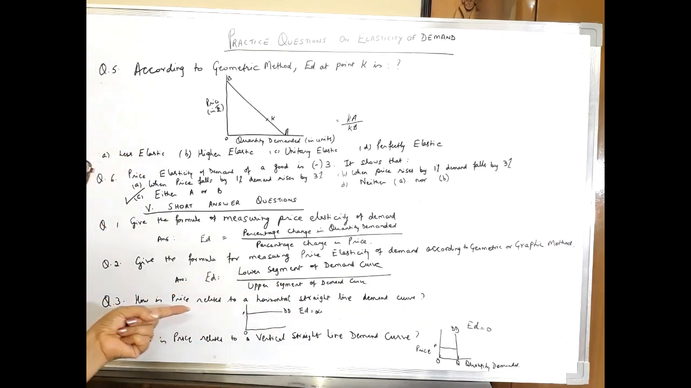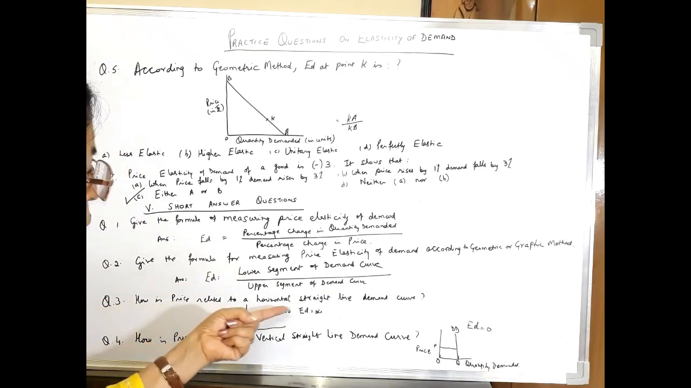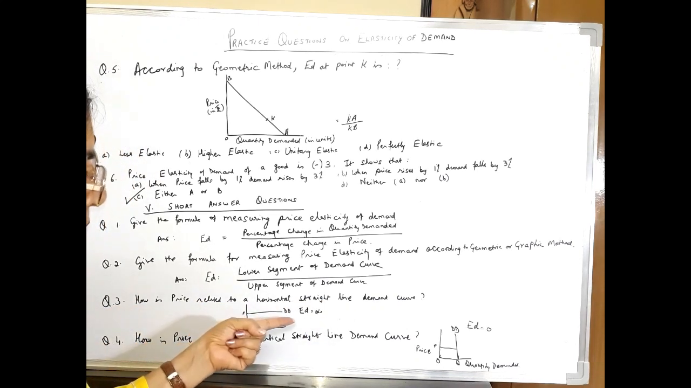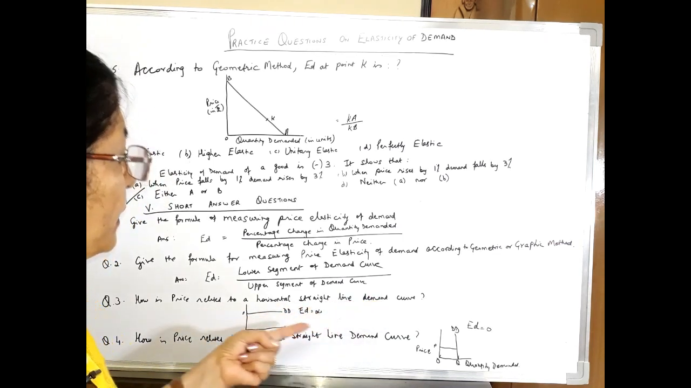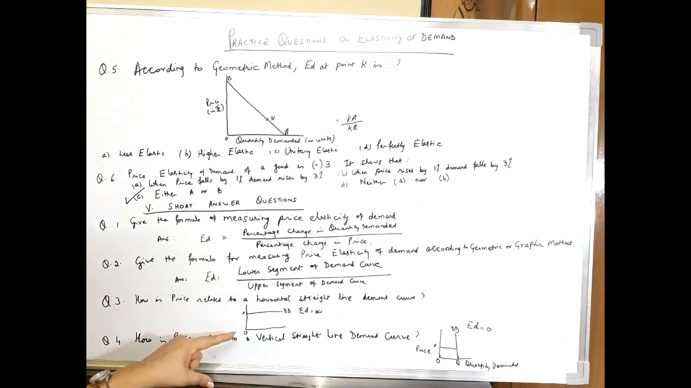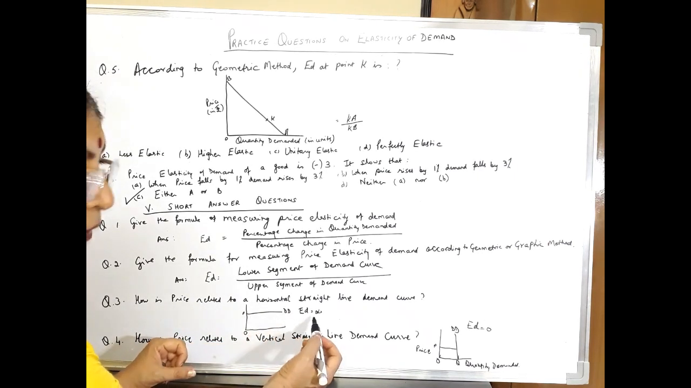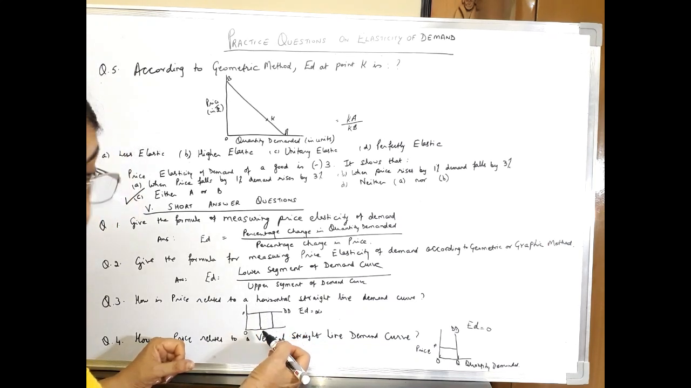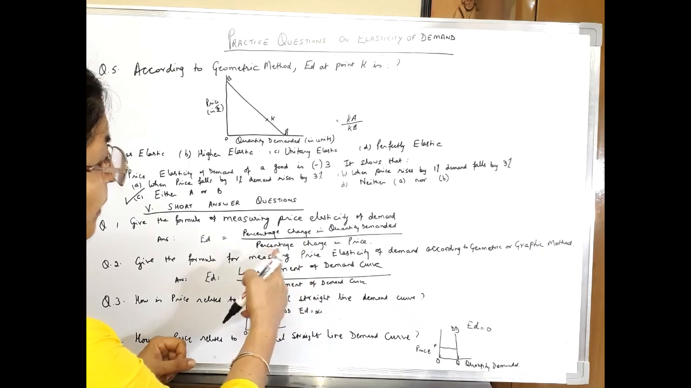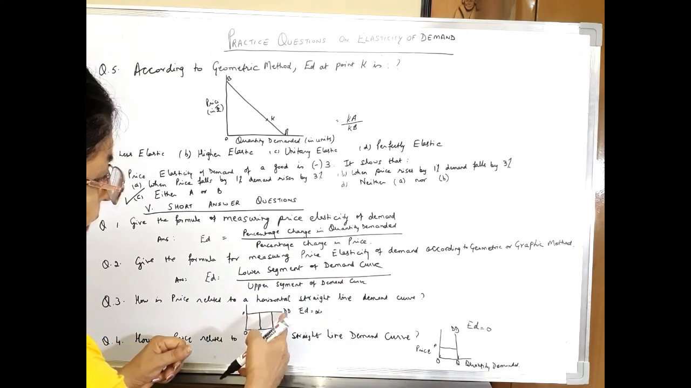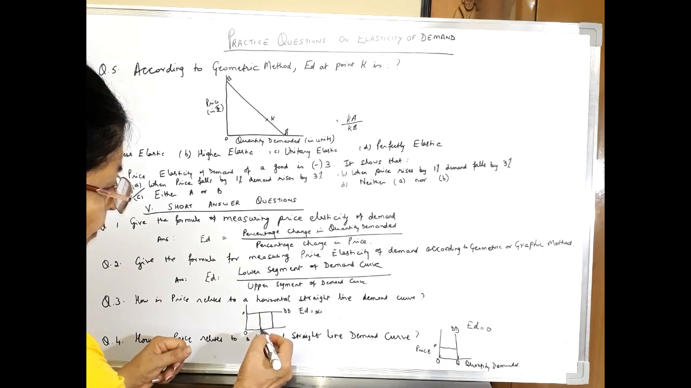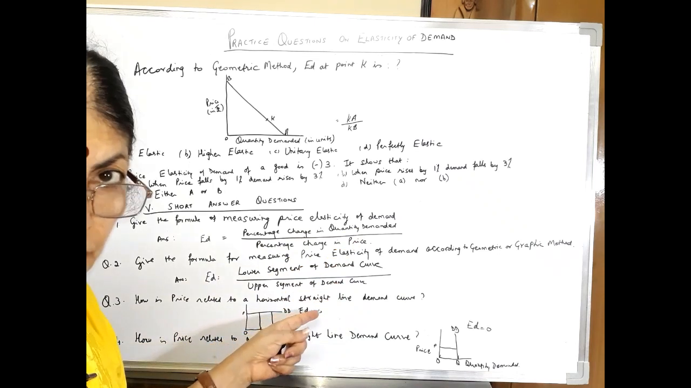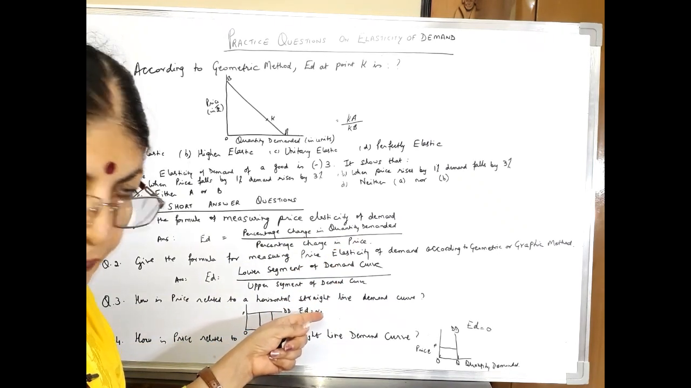Then question number 3 here is, how is price related to horizontal straight line? If you have a horizontal straight line, then what will be the elasticity? Elasticity in this case, when you have a horizontal straight line, will be equal to infinity because there is no change in price. At the same price, the consumers may demand OQ or OQ1, but there is a change in quantity demanded. In such a situation, elasticity will be equal to infinity.